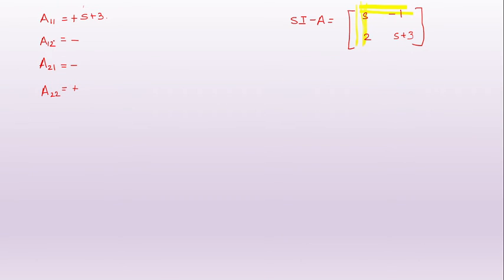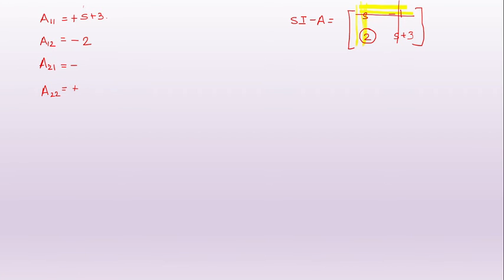Similarly, this will be first row and second column. So what is the remaining element? 2. You know that it will be minus 2. The second cofactor will be minus 2.